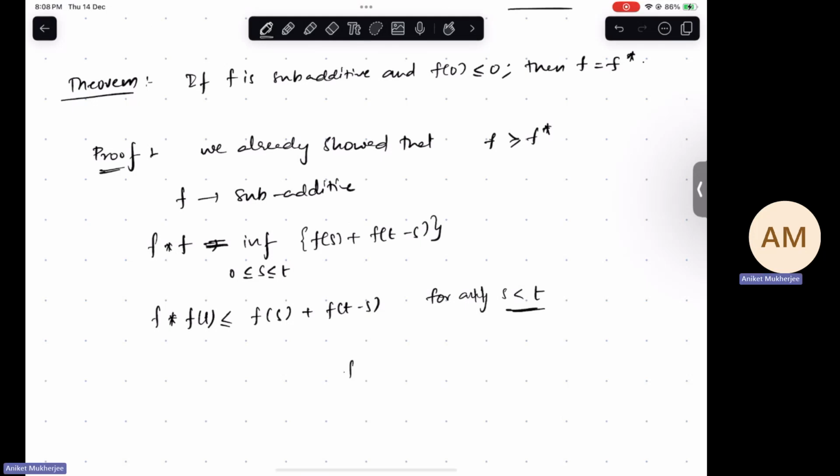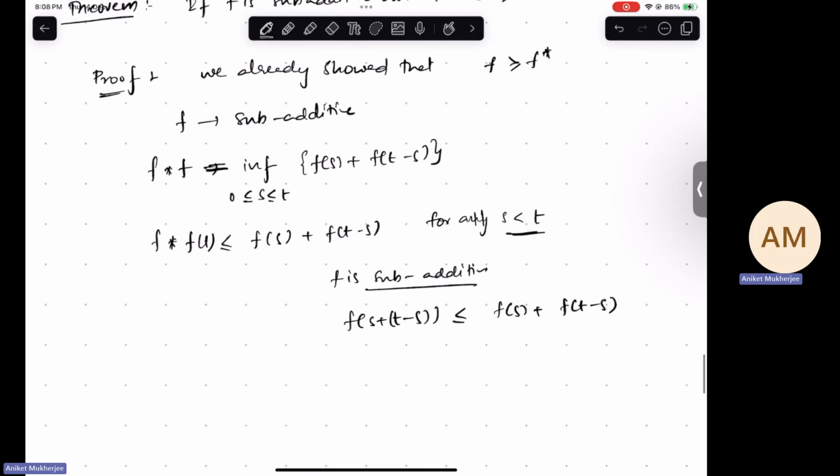Now, since f is subadditive, f of s plus t minus s is less than or equal to f of s plus f of t minus s, right? Therefore, f of t is less than or equal to f of s plus f of t minus s.